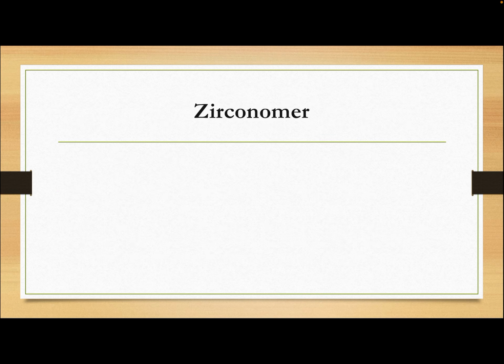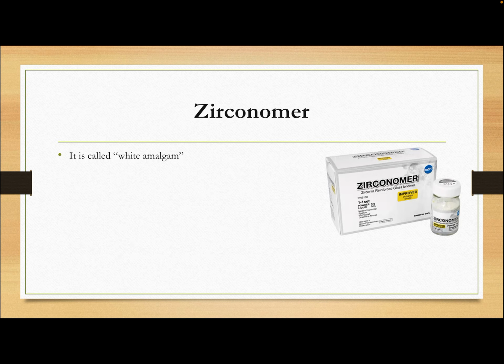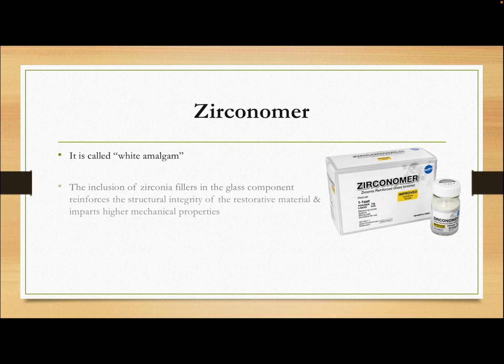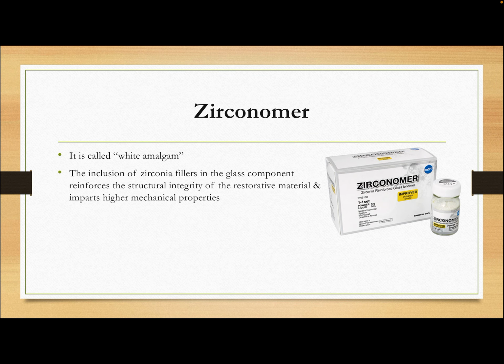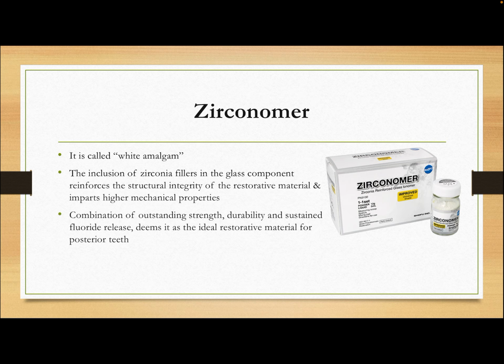Another major advancement is the introduction of zirconomer, also called white amalgam. The inclusion of zirconia fillers in the glass component reinforces the structural integrity of the restoration material and imparts higher mechanical properties. The combination of outstanding strength, durability, and sustained fluoride release deems it the ideal restorative material for posterior teeth.